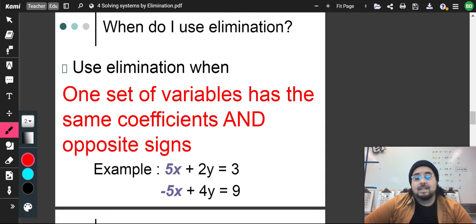Essentially what that does is it allows us to then go and solve for y. We're going to take that y value and then plug it back into one of the original equations so that we can solve for x later.